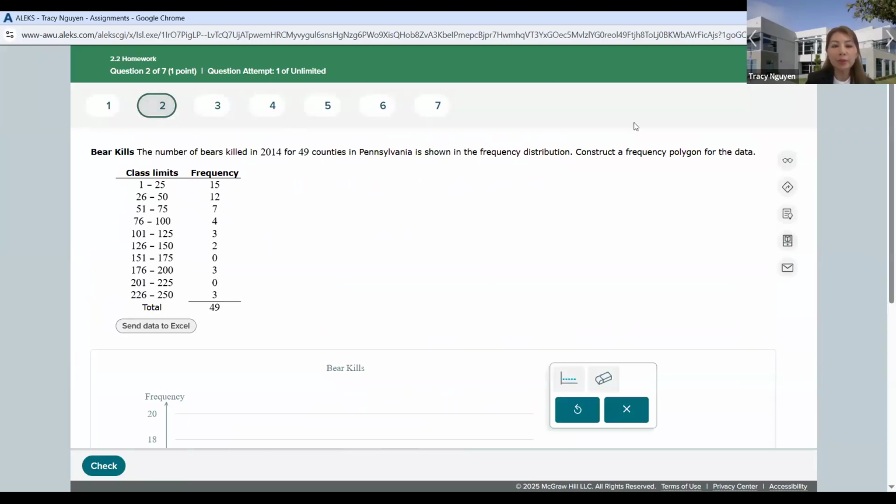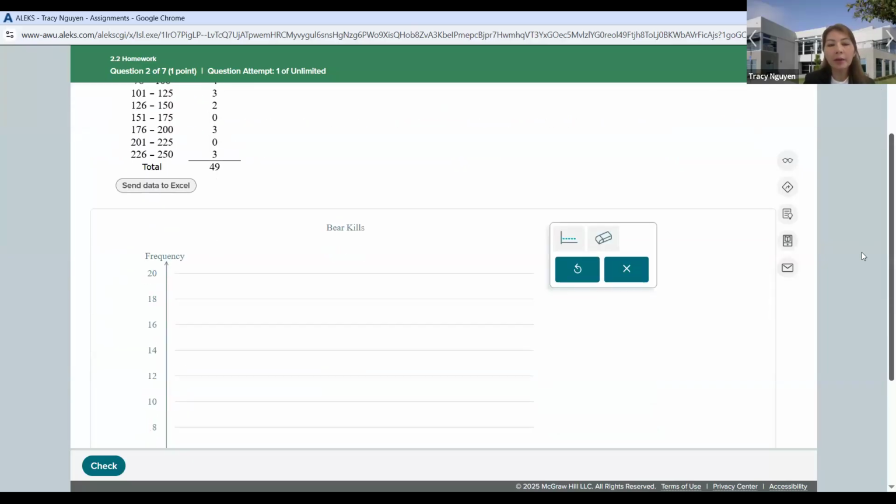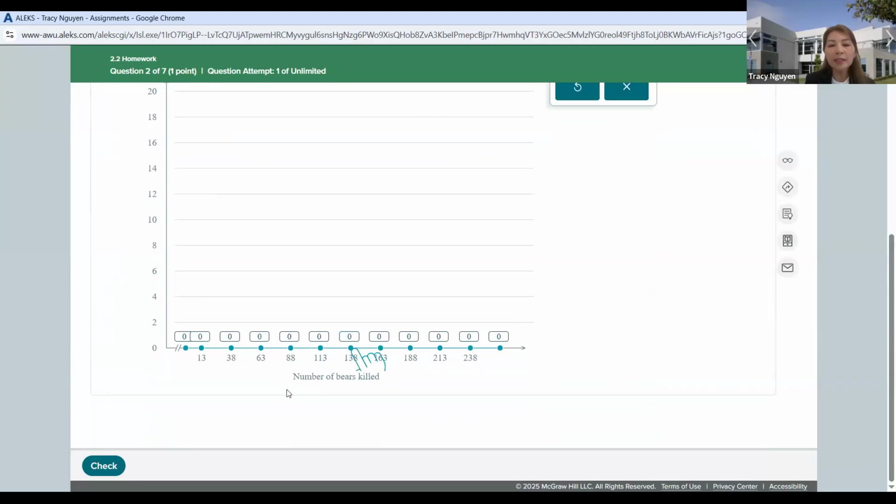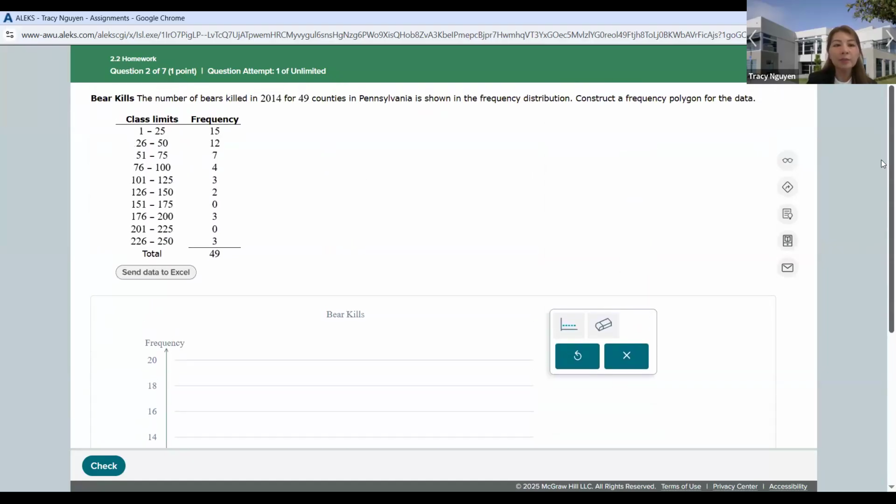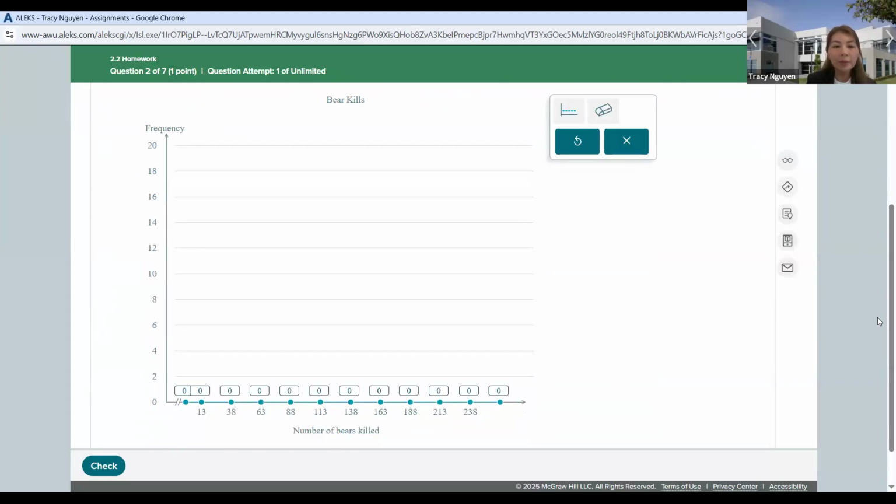I'm going to move over to show you how you do a frequency polygon. For a frequency polygon, we need the midpoints. The nice thing is the grid is already created for us. So these numbers here, 13, 38, 63, and so on, are the midpoints. Let's see if that's true. Our first class limit is from 1 to 25. To find the midpoint, we add 1 and 25, we get 26. 26 divided by 2, we get 13. So that's where we get our first midpoint here.